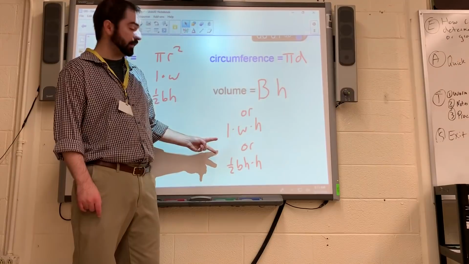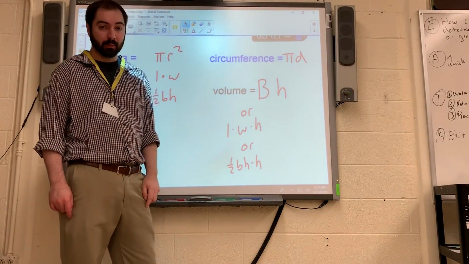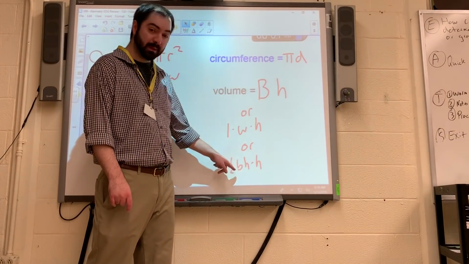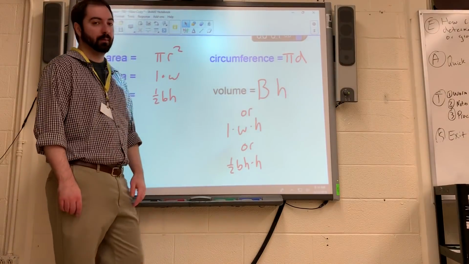So really it's a couple different things. If it's a rectangular prism, you got length times width times height. If it's a triangular prism, we have 1/2 times the base of the triangle times the height of the triangle times how tall or the height of the entire prism.